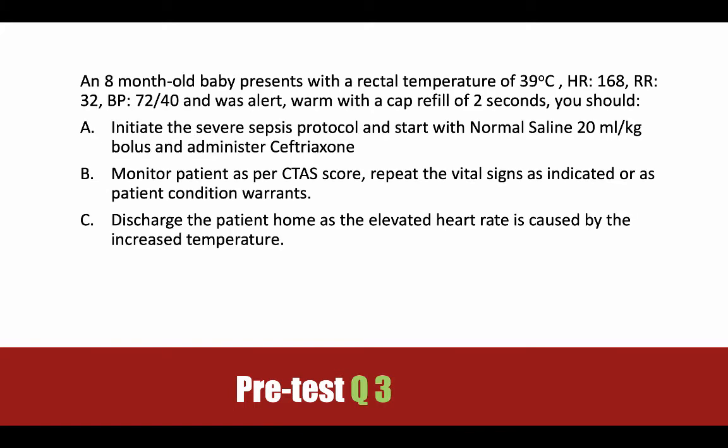The third is a clinical vignette. An 8-month-old baby presents with a rectal temperature of 39, heart rate of 168, respiratory rate of 32, blood pressure of 72/40, and is alert, warm, has a cap refill of 2 seconds. You have 3 options. The first option is to initiate the severe sepsis protocol and start with normal saline 20 mL per kilo and administer ceftriaxone. Your second option is to monitor the patient as per the CTAS score, repeat the vital signs as indicated or as the patient condition warrants. And your third option is to discharge the patient home, as the elevated heart rate is probably caused by the increased temperature.